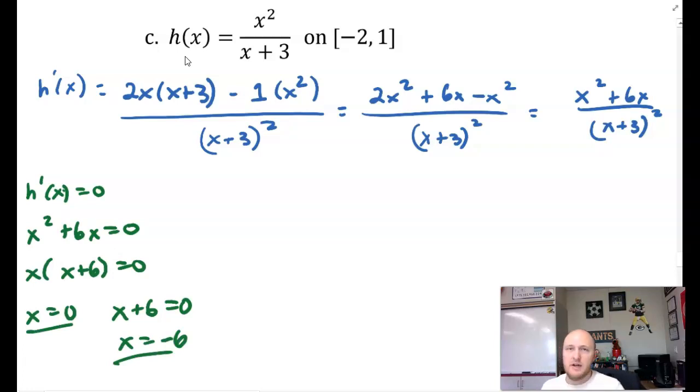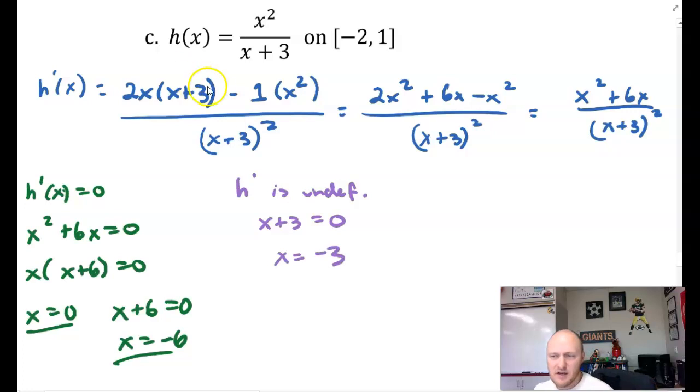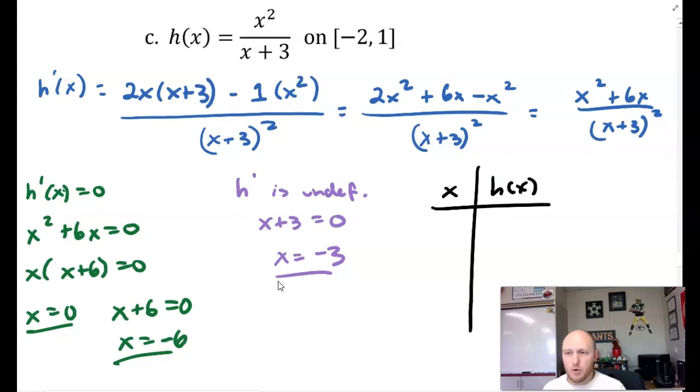Also, I have to account for where h prime is undefined, and that comes from where our denominator is equal to 0. So we have x plus 3 equals 0. There's two of them, but it will suffice if I just look at one. Okay, and I have x equals negative 3. Now, before I plug this into our table, x and h of x, note your endpoints are negative 2 and 1.